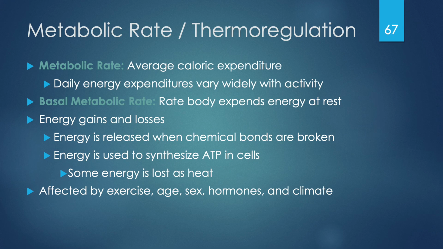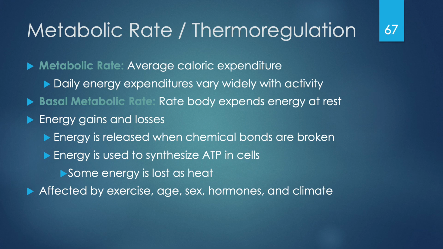Let's discuss the difference between metabolic rate and your basal metabolic rate. So the metabolic rate is just your average caloric expenditure. So it is the average amount of kilocalories that you're going to burn daily, just depending on what you do. So for example, one day you might go for a walk, the next day you don't, but on average you're going to have a metabolic rate that hovers, let's say, around 2,000 calories a day.